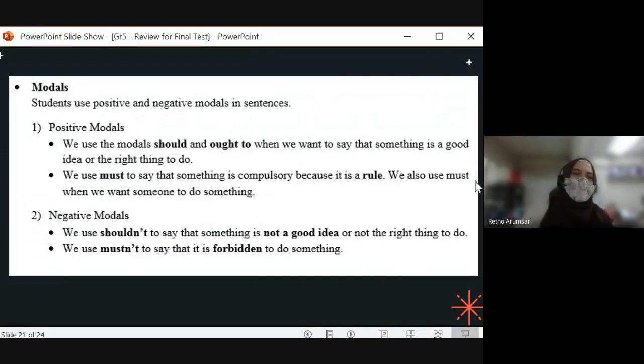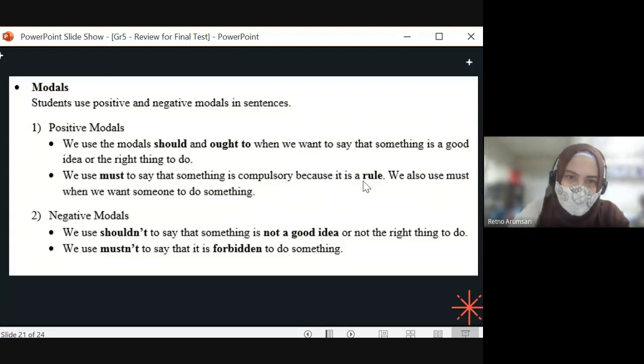Okay. Now, next, modals. There are positive modals and negative modals. Positive modals are should, ought to, and must. And the negative ones are shouldn't and mustn't. Now, we use must if it is about rules. Yeah. And we use mustn't if it is about something forbidden to do. Yeah. But we use should, ought to, or shouldn't when we are giving advice. Mostly when we are giving advice.